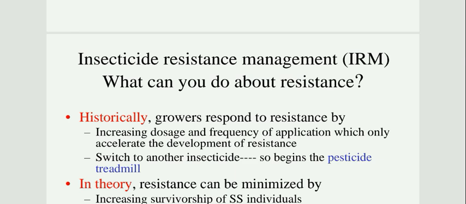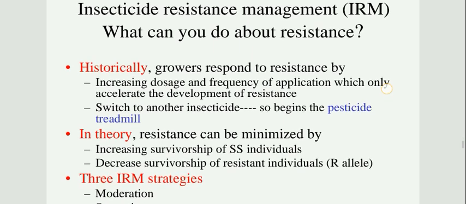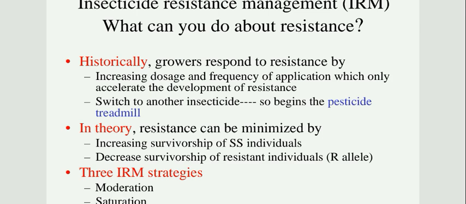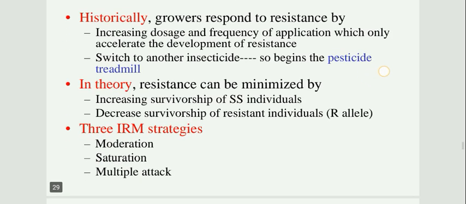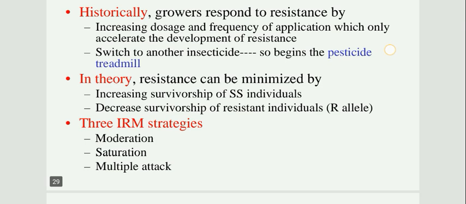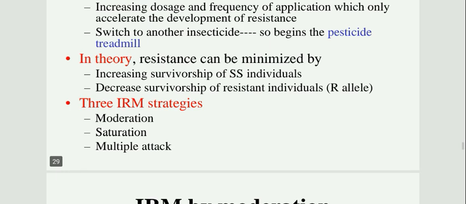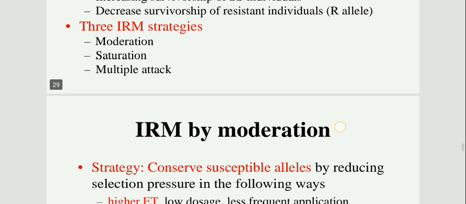Insecticide resistance management, IRM. What can you do about resistance? Historically, growers respond to resistance by increasing dosage and frequency of application, which only accelerates the development of resistance. Switch to another insecticide, so begins the pesticide treadmill. In theory, resistance can be minimized by increasing survivorship of SS individuals and decreasing survivorship of resistant individuals. Three IRM strategies: moderation, saturation, multiple attack.